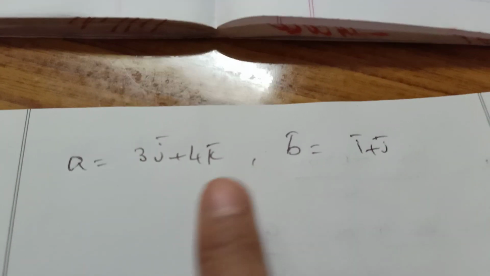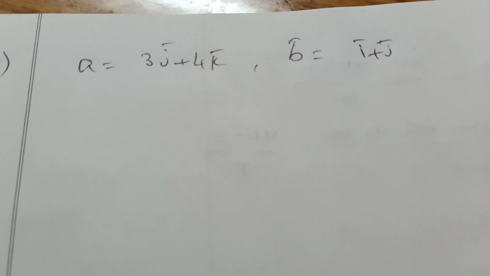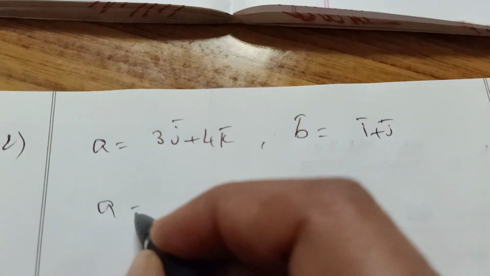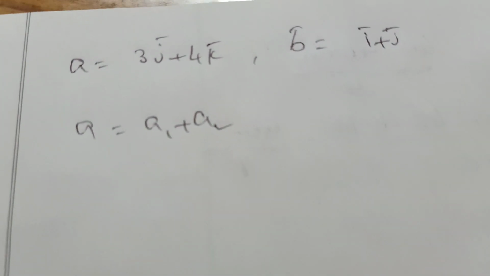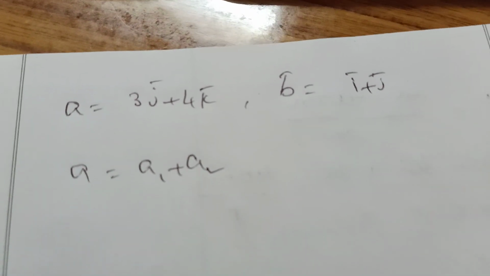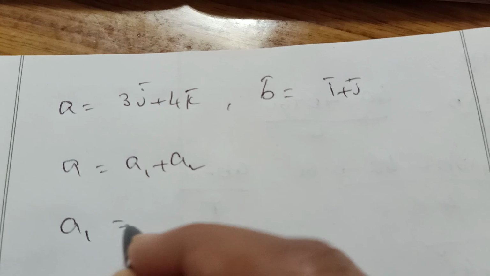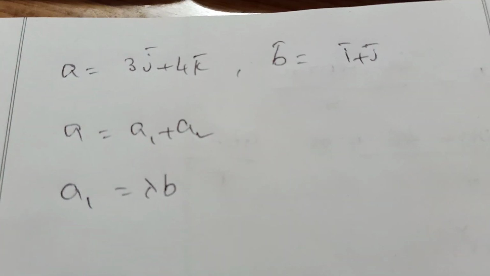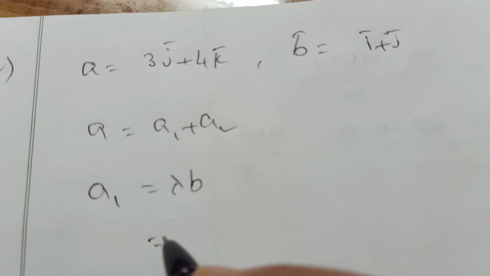A bar is this and b bar is this. The vector a is the sum of two vectors, so I am taking a equal to a1 plus a2. Next, a1 is parallel to b bar, which means a1 equals lambda into b. That is the formula for parallel. Here b, you know.